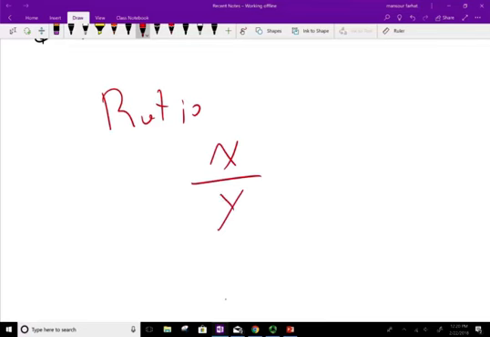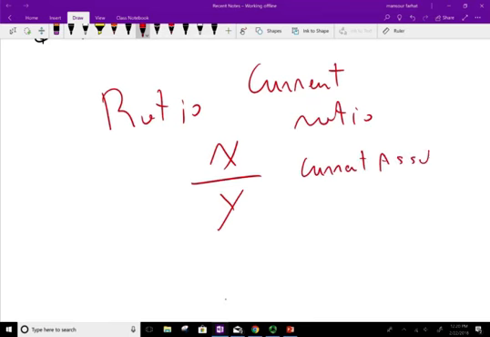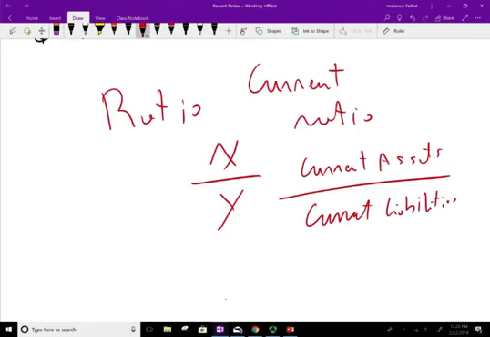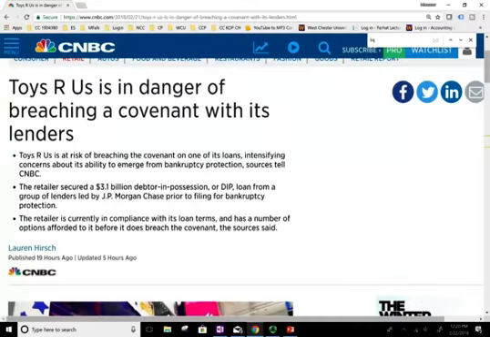And usually the first ratio that you learn about is something called the current ratio. And what is the current ratio? Current assets, divide them by current liabilities. Now, why are these ratios important? Here's what's happening with Toys R Us.